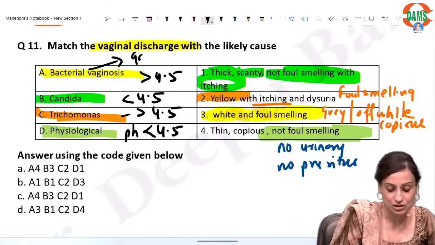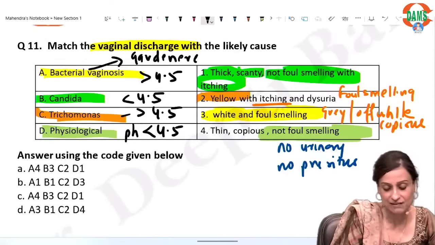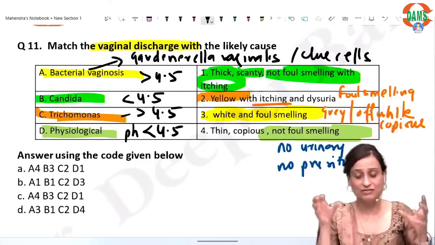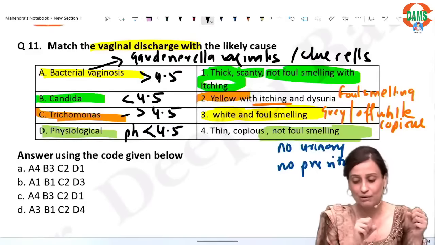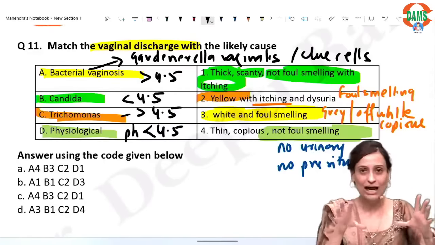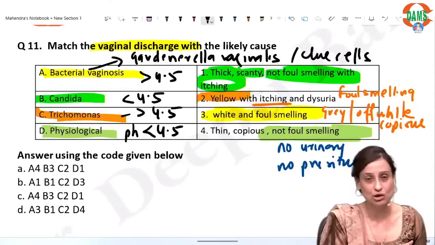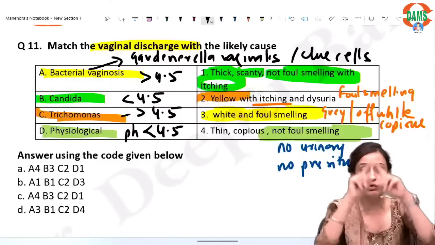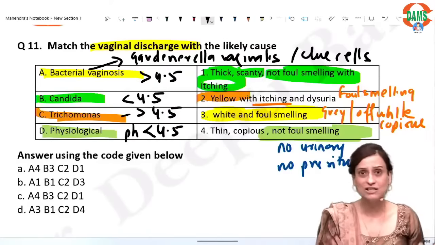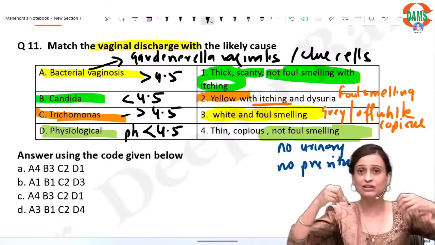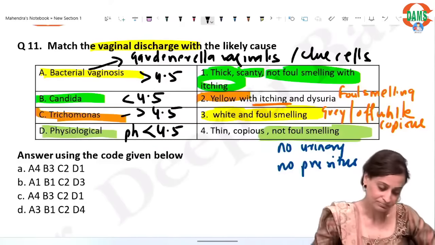With bacterial vaginosis, it is Gardnerella vaginalis, and your hint is clue cell. Often I tell my students, if it is difficult for you to remember or look at clue cell, please understand, use the hints in the MCQ. If it's only an image-based question, look at the borders. If the borders are hazy, then it is probably a clue cell because it is studded with bacteria. Okay.